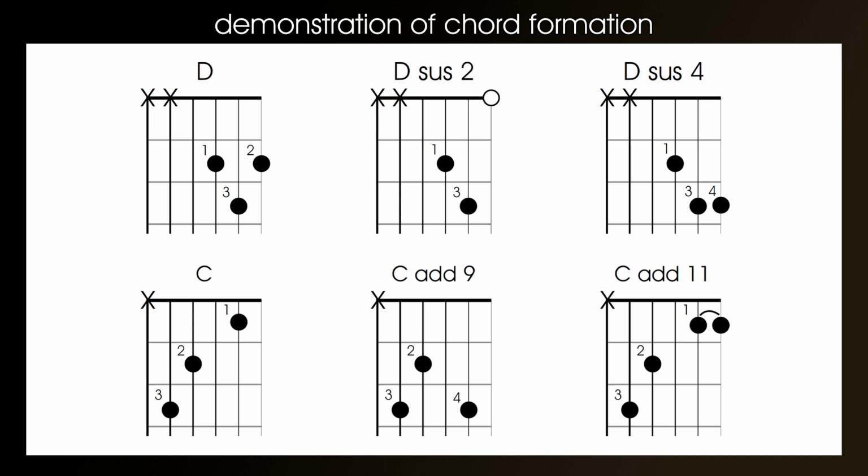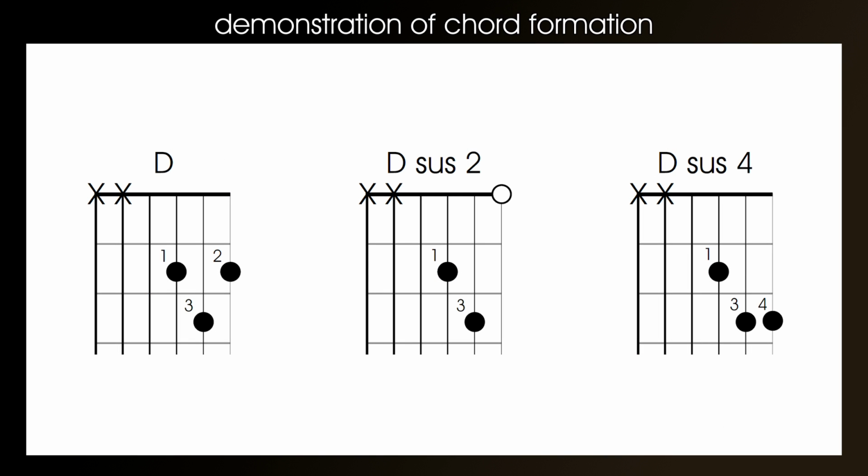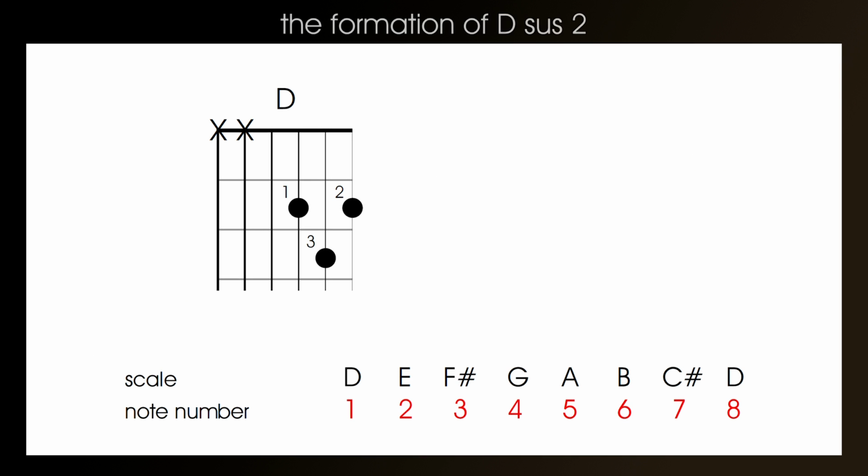Right, let's go through this in a little more depth. And in order to make it easier to understand, I'll demonstrate how three chords were formed. Let's take a look at the D chords, D sus2 and D sus4. Right then, if I take a D major chord, in order to make it a D sus2, I have to play the second note of the D major scale, which, as you can see here, is an E.